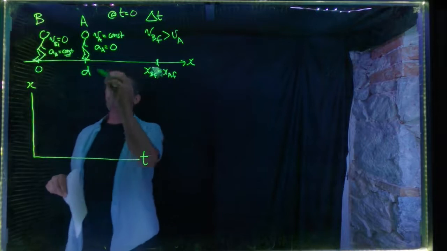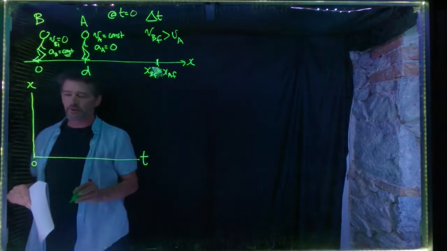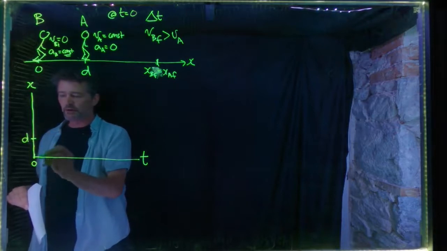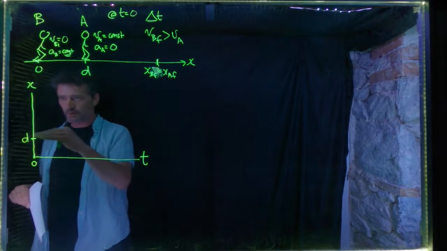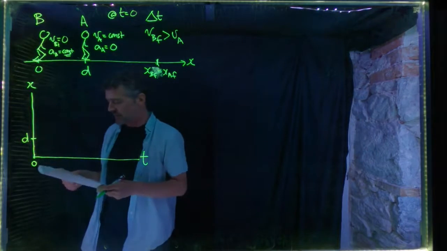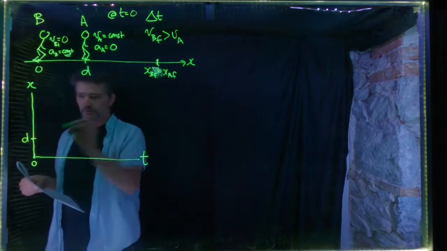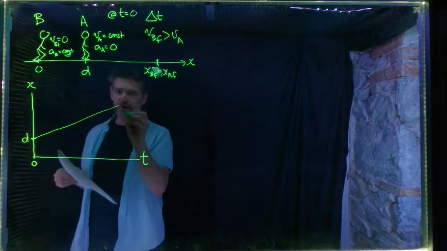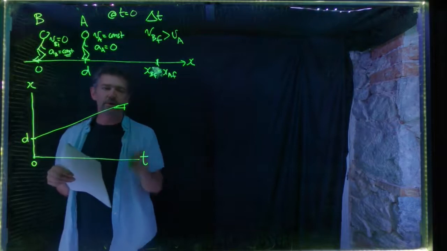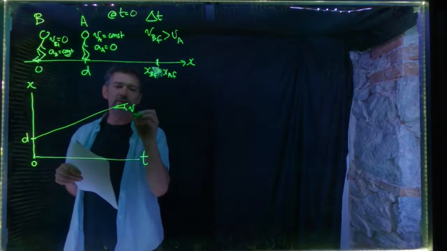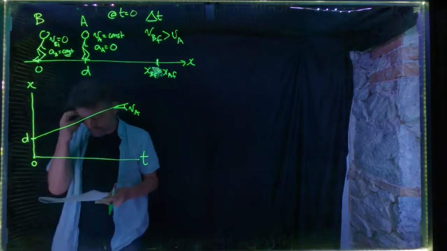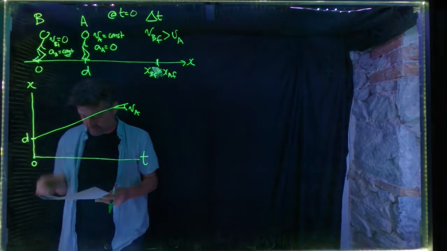Alice is easier. So at time t equals 0, this is time 0. At time t equals 0, Alice is located a distance d along the x-axis. And as time goes on, her position along the x-axis increases linearly with time because her velocity is constant. So let's say it looks something like this. It's a straight line whose slope is equal to the velocity of Alice, which is some positive constant number. Okay? And that's pretty much it.